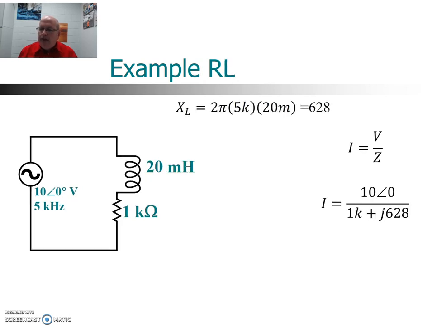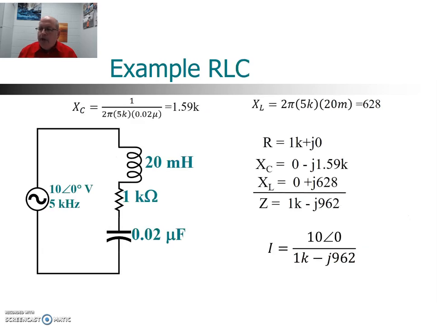We can do the same thing with an inductor and a resistor, and the only real difference here is that we're putting a plus J in instead of a minus J. We previously found the XL as being 628. So 10 angle 0 divided by 1K plus J 628 gives us a current of 8.47 milliamps, angle minus 32.1.